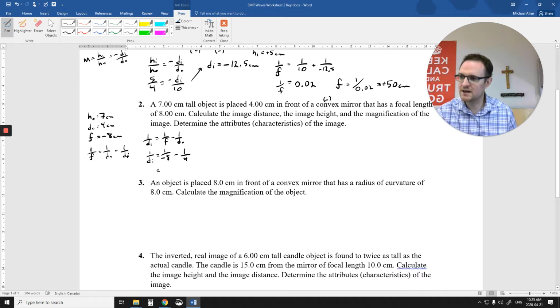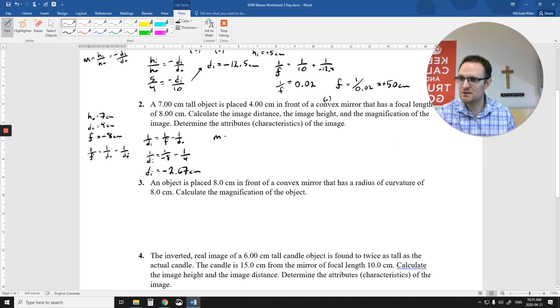Take 1 over my answer there, so I get di to be negative 2.67 centimeters. I'm going to keep it to 3 sig digs, but I have the 6 repeating in my calculator for further calculations. So there's one of my answers.